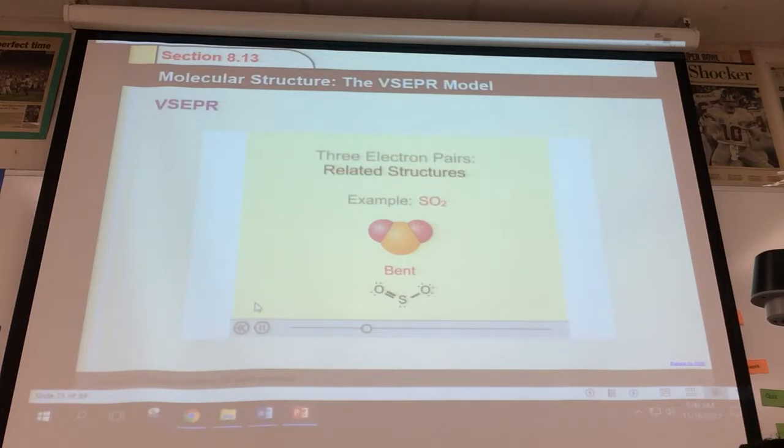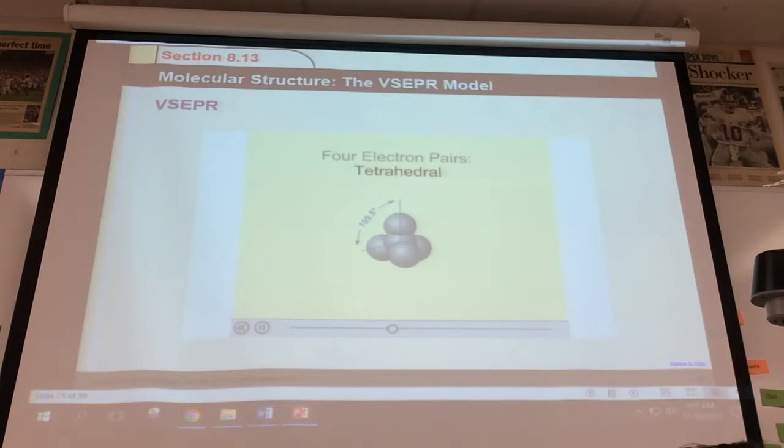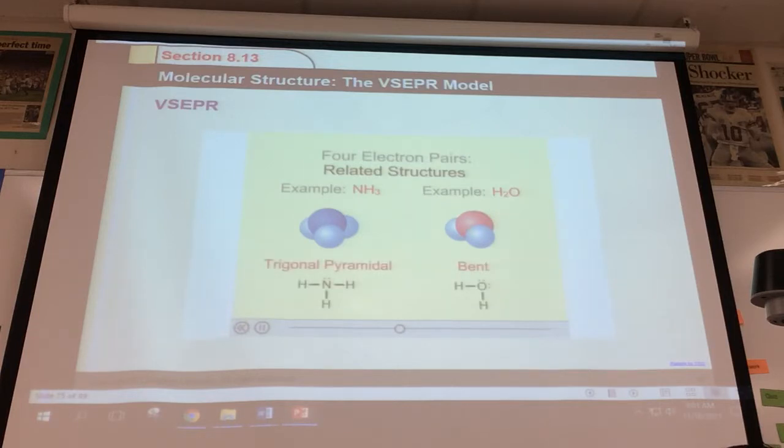The structure is known as bent. Four bonding electron pairs around the central atom result in a tetrahedral structure. Methane has a tetrahedral structure. The bond angles in a tetrahedral arrangement are 109.5 degrees. When one of the four electron pairs surrounding the central atom is a non-bonding pair, as in ammonia, the resulting structure is known as trigonal pyramidal. When two of the four electron pairs surrounding the central atom are non-bonding pairs, as in water, the resulting structure is known as bent.